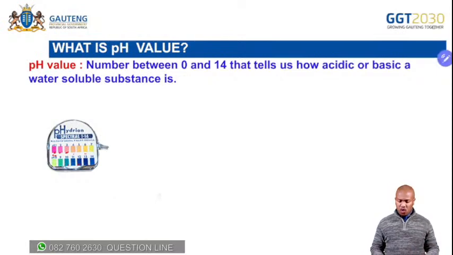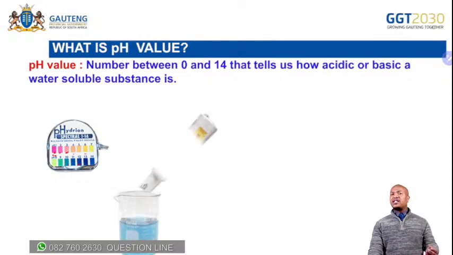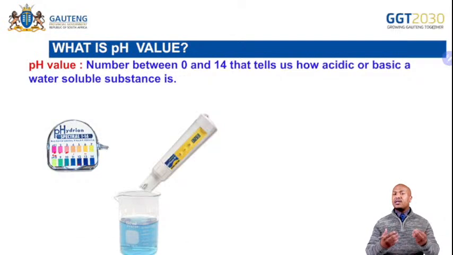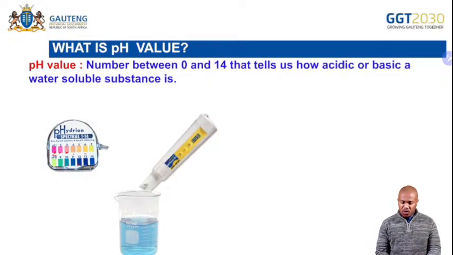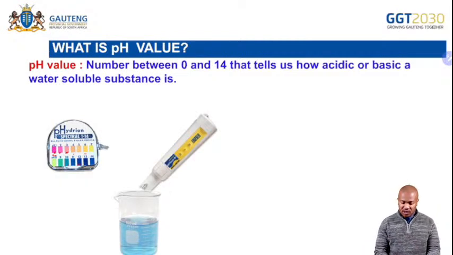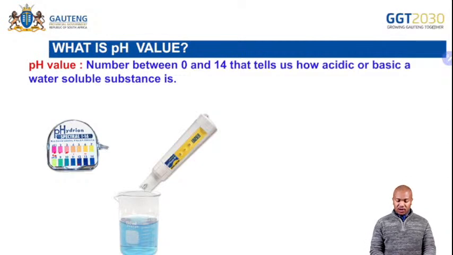We can also use a pH meter to test for acidity or alkalinity. Don't be confused when I say alkalinity. Alkalinity is another way of saying something is basic or it is a base. As you can see in our demonstration here, you can put this meter inside the solution and it tells you the range in which it is acidic or basic.